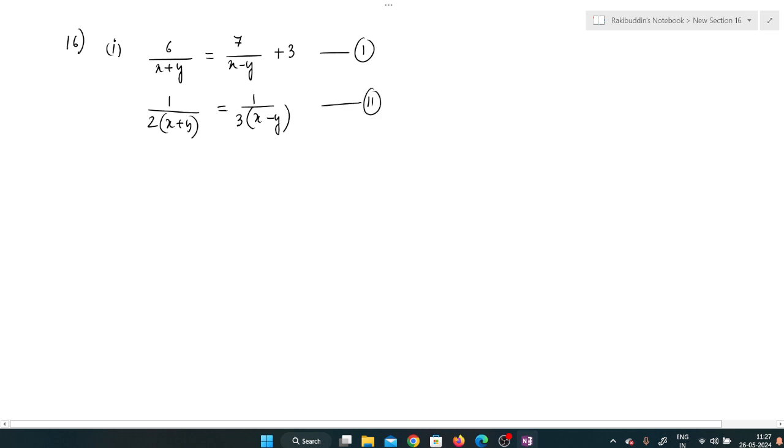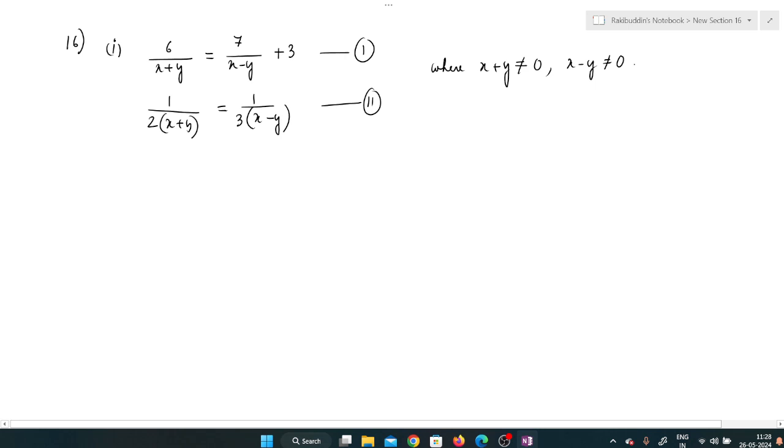See here, they have also mentioned in the question that x plus y is not equal to 0, x minus y not equal to 0. Why have they given this? You can see here x plus y is in the denominator. If x plus y would have been 0, then it would have become 6 by 0, and anything divided by 0 is not defined. So in order to make the question defined, they have mentioned this, and x minus y would also not be equal to 0.